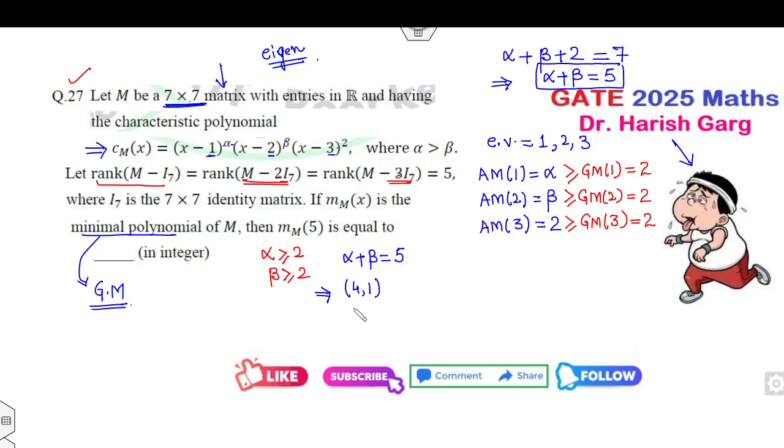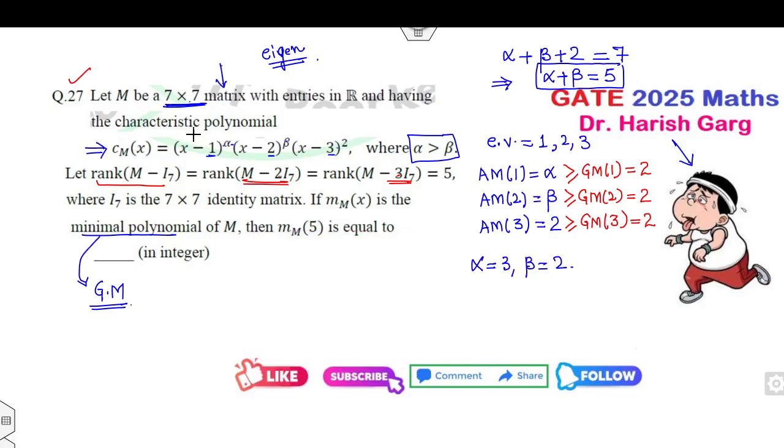Either 4, 1, either 3, 2, or 2, 3, but 2, 3 cannot be possible because alpha is greater than beta. Fine. Alpha is 4 satisfies, but 1 is not satisfied, since beta is greater than or equal to 2. So that means alpha must be 3, beta is 2.